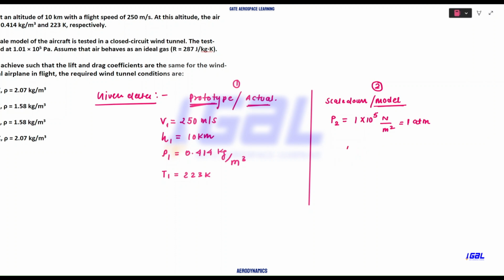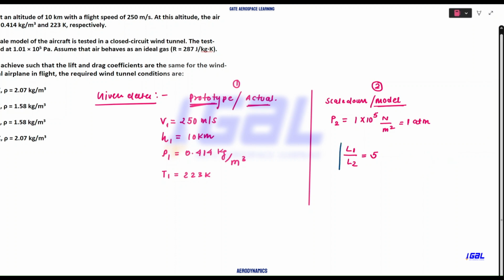Now in that case you can write L1 by L2 is equal to 5. You can also write it this way: L1 is equal to 5 times L2. That means your L1 is 5 times L2, right? You can also see it this way: L2 is L1 divided by 5. So that means your L2 is 5 times smaller than L1. Okay, I hope this is clear.